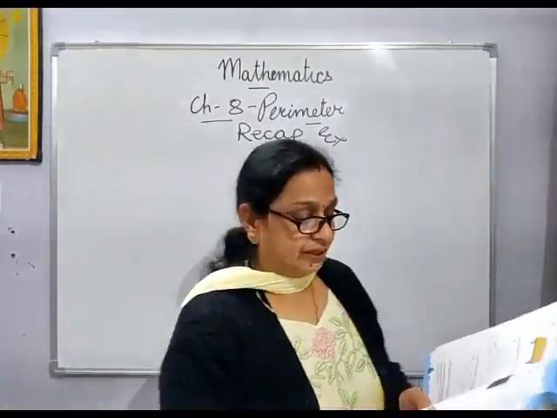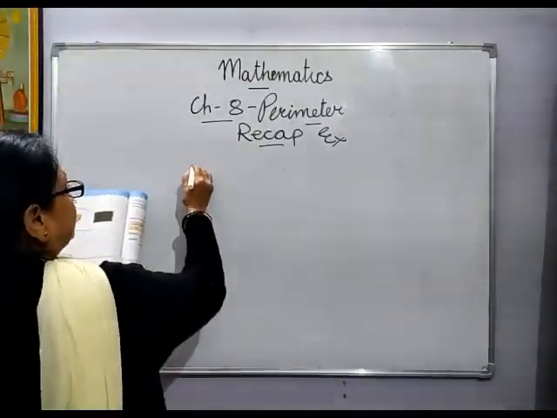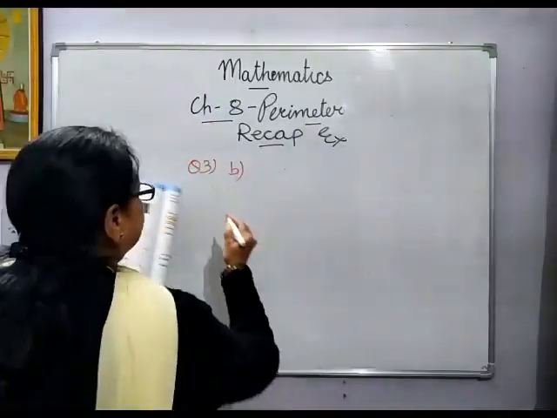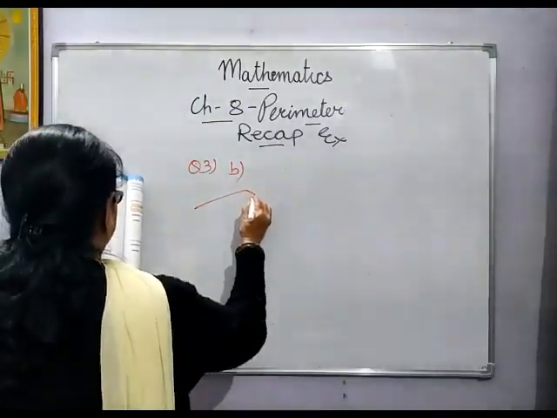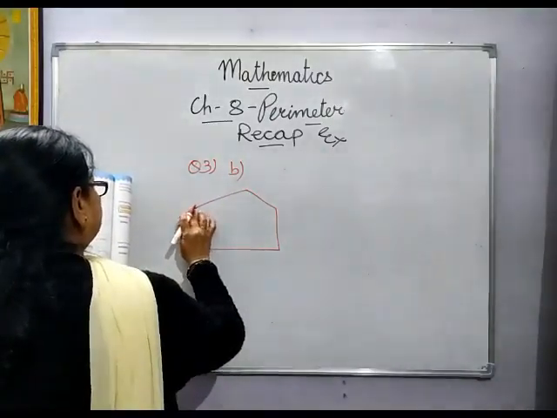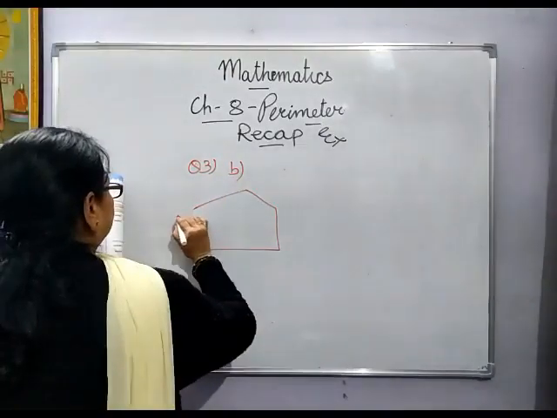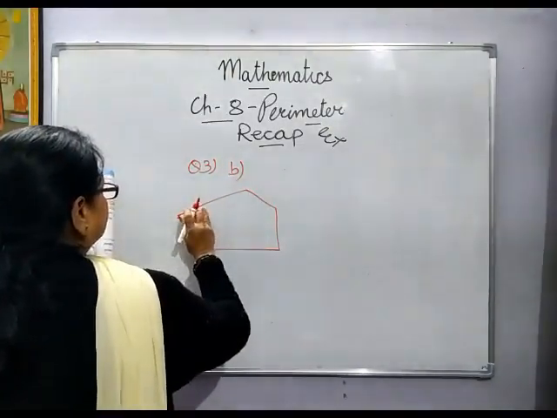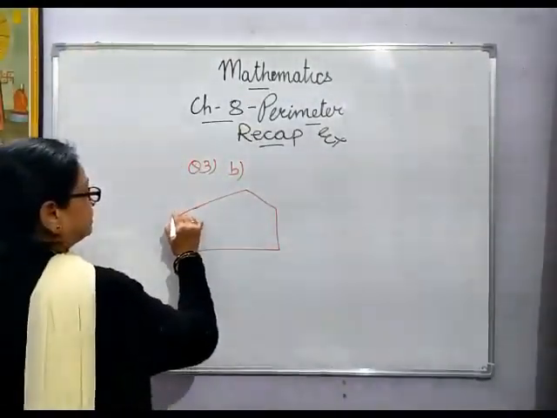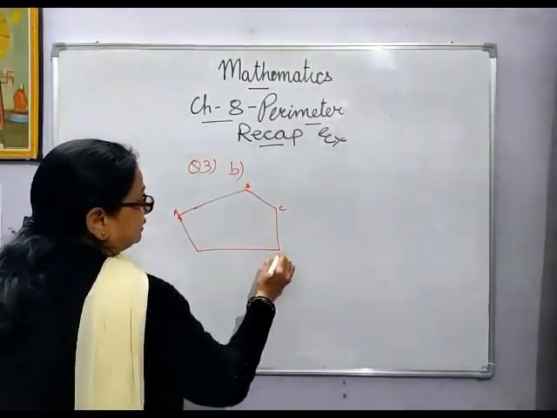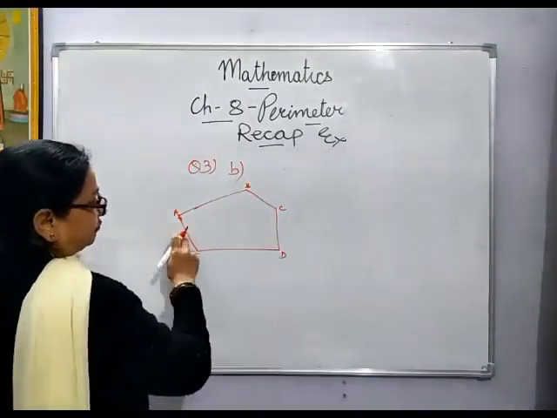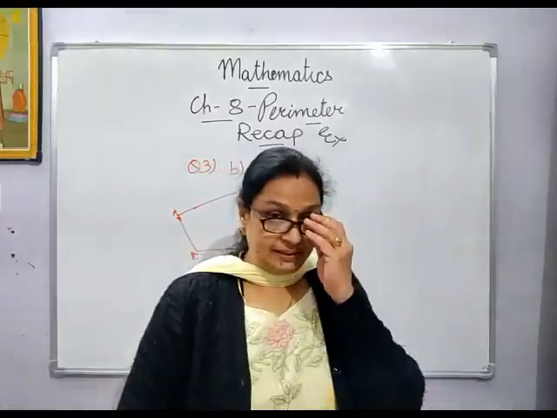Now see, I'll take this figure number B, question number 3, B1. If I draw the rough diagram of this, it is somewhat like this. Now you can see that this is not a square, this is not a triangle, this is not a rectangle. It is somewhat different. If I just name it A, B, C, D, E, 1, 2, 3, 4, 5, it has got 5 sides.